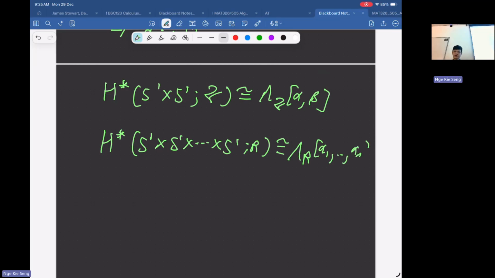Just now we told you a polynomial ring can be realized by the cohomology of products of RP infinity. Now, here we use an n-torus to realize this exterior algebra. So let's do one example.